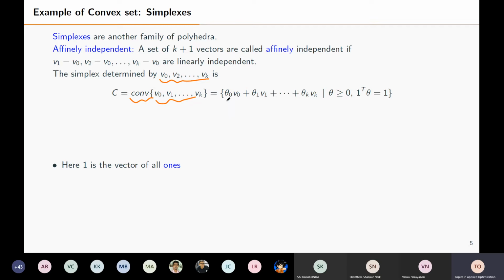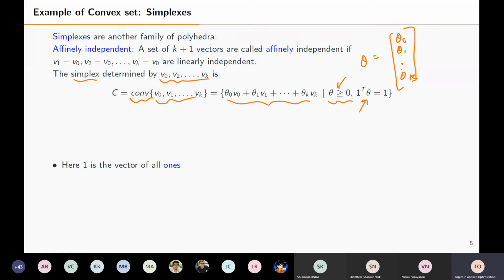Okay, you take all possible convex combinations. What was a convex combination? It was theta 0 V0 and so on. It's like a linear combination, but the restriction was that theta is greater than or equal to 0. So theta is the vector here that denotes theta 0, theta 1, dot dot dot, theta k. So you remember the convex combination was this. Each of the theta i must be greater than or equal to 0. So that's satisfied here, and the sum of the thetas must be 1. Okay, so you take all possible convex combinations, and then what you get is a simplex.